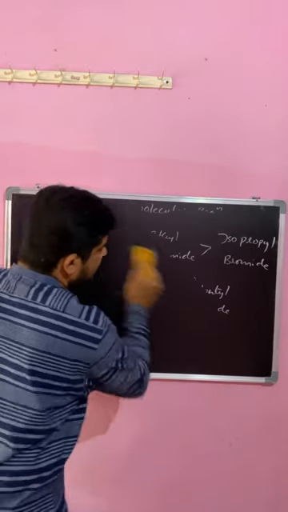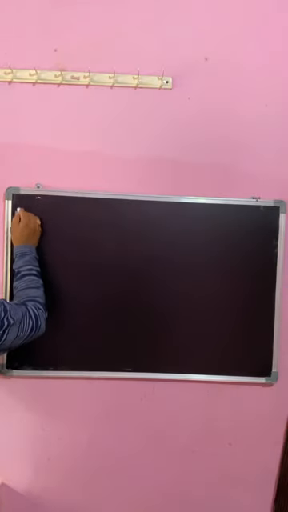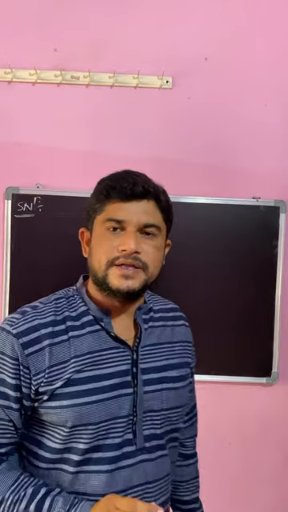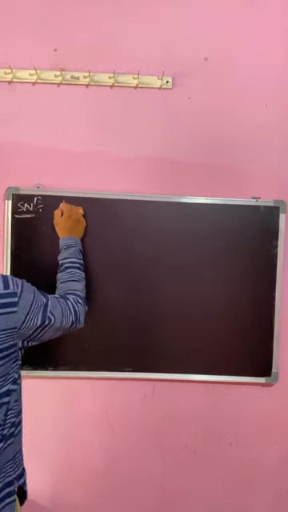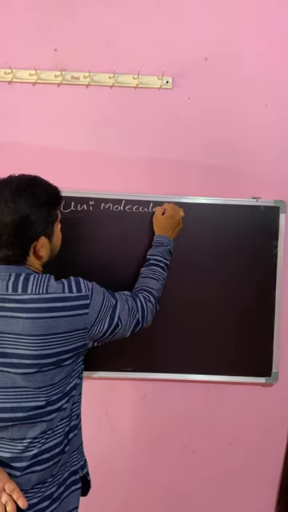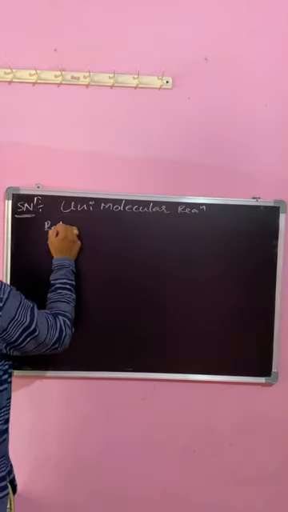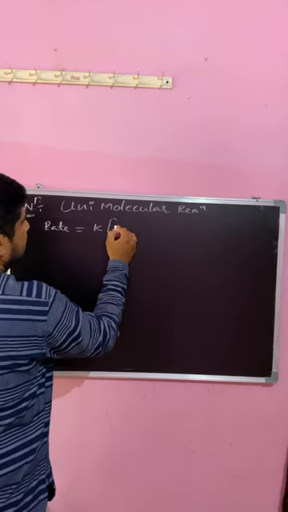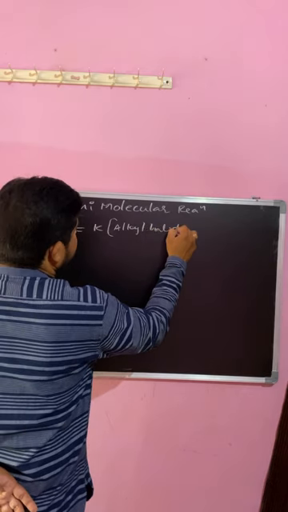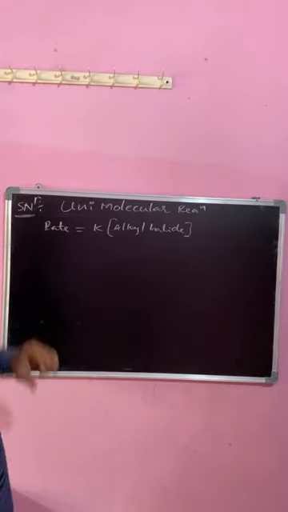So what will happen in the case of the SN1 reaction? SN1 reaction means it's unimolecular, as I told in the beginning. The SN1 reaction is a unimolecular reaction. Here the rate of reaction is directly proportional to the alkyl halide concentration. The rate is directly proportional to which one? The alkyl halide concentration.